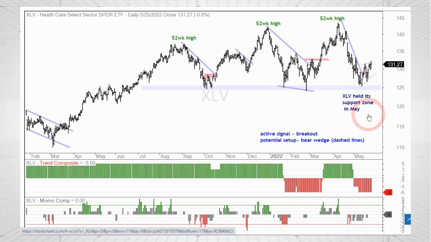But when we look at XLV, we can see that there is a sharp pullback and a breakout working. So it's showing a little bit of relative strength. I showed the higher low on the previous chart relative to SPY. So we've got a breakout here.